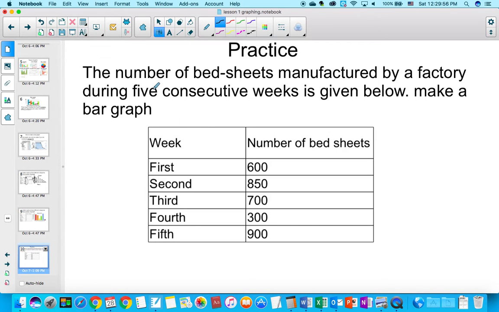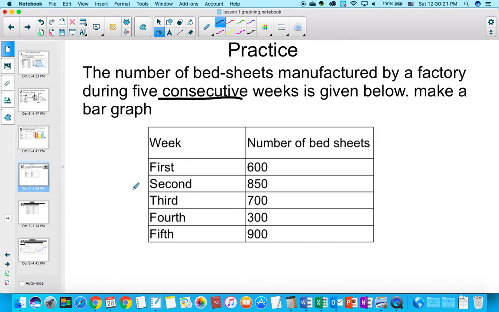So, we have a number of bed sheets manufactured by a factory during 5 consecutive weeks. Consecutive means in order, so 1, 2, 3, 4. It is given below. Make a bar graph. So in the first week we had 600, second week we had 850, third week we had 700, fourth week we had 300, and fifth week we had 900.